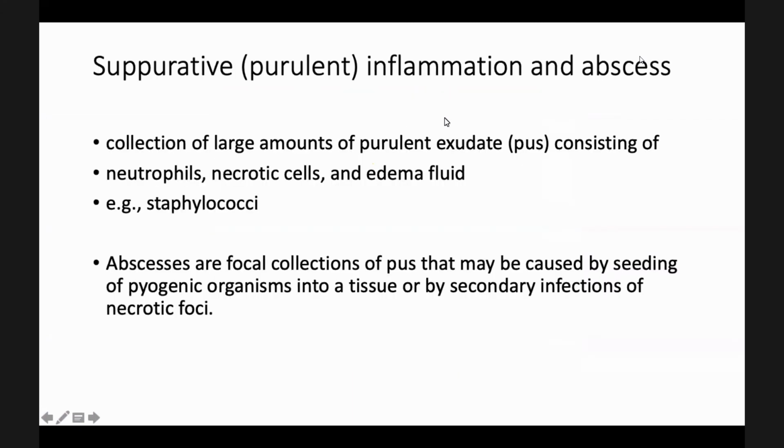Now, suppurative, purulent inflammation and abscess. Here there will be large amounts of purulent exudate, pus, that consists of neutrophils, necrotic tissue, edema fluid, and also bacteria may be there. For example, staphylococci can cause this suppuration. Abscesses are focal collections of pus that may be caused by seeding of pyogenic organisms into the tissue or by secondary infection of necrotic foci. That means when pyogenic organisms like bacteria go inside the tissues, there will be inflammation resulting in an abscess.